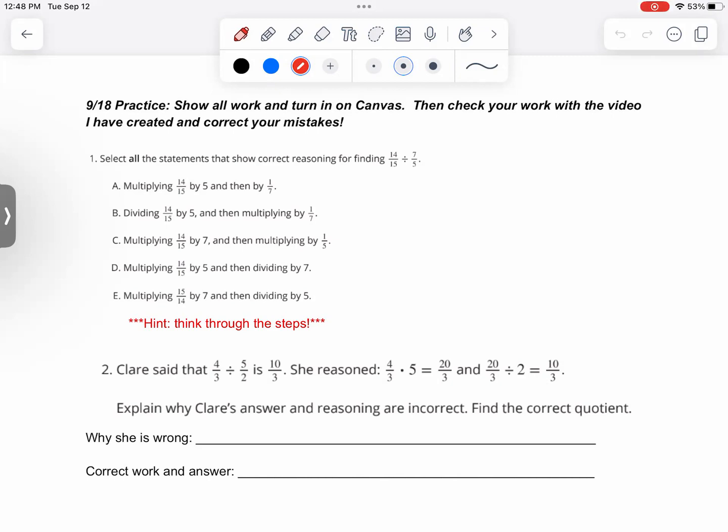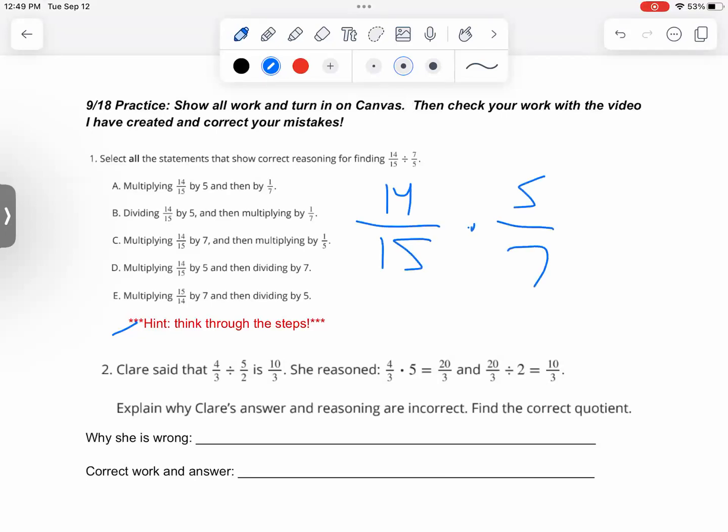All right, so the first one says select all the statements that show correct reasoning for finding 14/15 divided by 7/5. My hint was think through the steps. What do we do? We keep, change, flip. We keep the first one, change to multiply, then flip the second one. Also think about what we did with the models. What we were doing was actually multiplying by how many parts it was dividing into, then dividing by how many parts we had. So it would look like this.